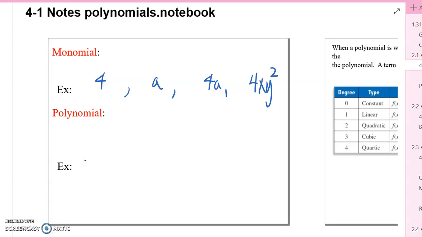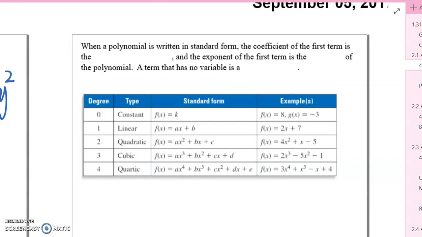So a polynomial means more than one term. For example, 4 plus x is a polynomial. We could also have something like 4x squared y minus 3x plus 6. So that is a polynomial. More specifically, that is a trinomial, meaning that it has 1, 2, 3 terms. This is really from prior, what you went over.